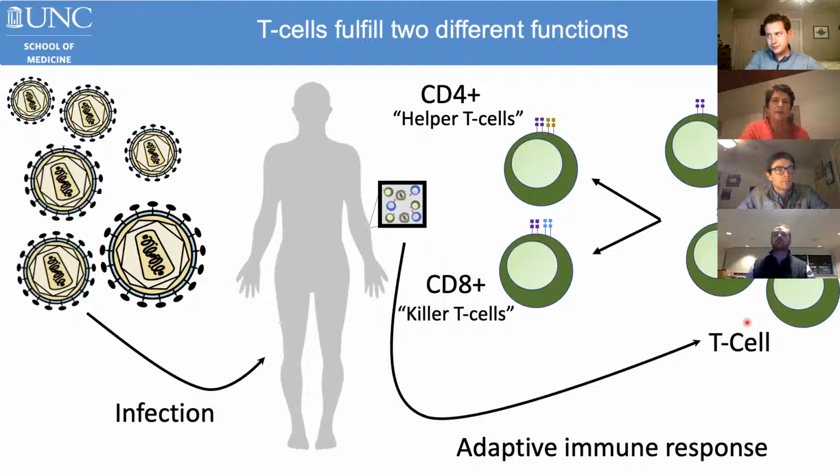CD8 cells are referred to as killer T cells. They include two separate populations. Cytotoxic T cells are important for killing intracellular organisms, as well as cancerous or virally infected cells. Another branch is CD8 positive suppressor T cells, which really are important to restrain certain types of immune response.